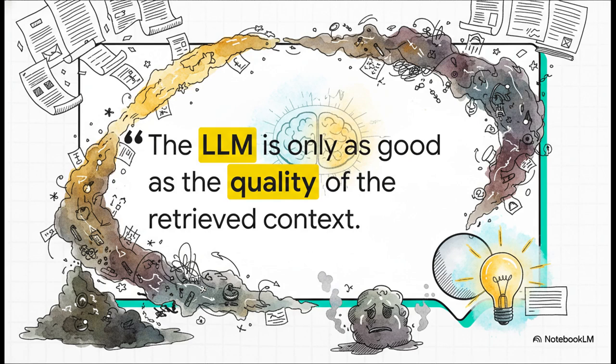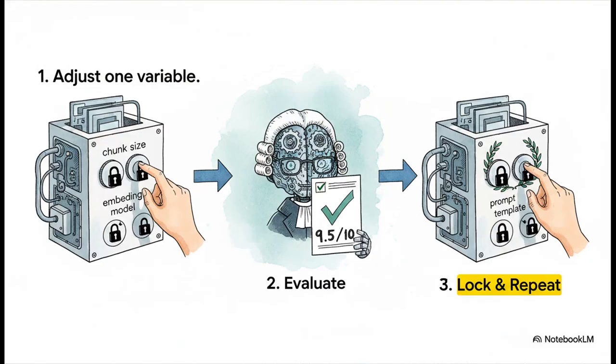Seriously, if you feed it the perfect little snippets of info, even a so-so model can give you a brilliant answer. But if you feed it garbage, well, even the most powerful model in the world is going to give you garbage back. So, how do you actually improve that retrieval process without just guessing?